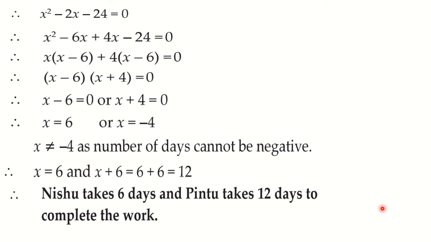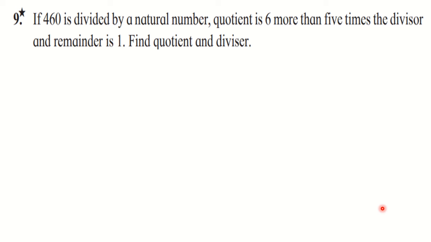Now let us go towards the next one. Question number 9 here. Again, this is star mark, so little bit difficult it is. It is not that simple. If 460 is divided by a natural number, quotient is 6 more than 5 times the divisor and remainder is 1. Find the quotient and the divisor.